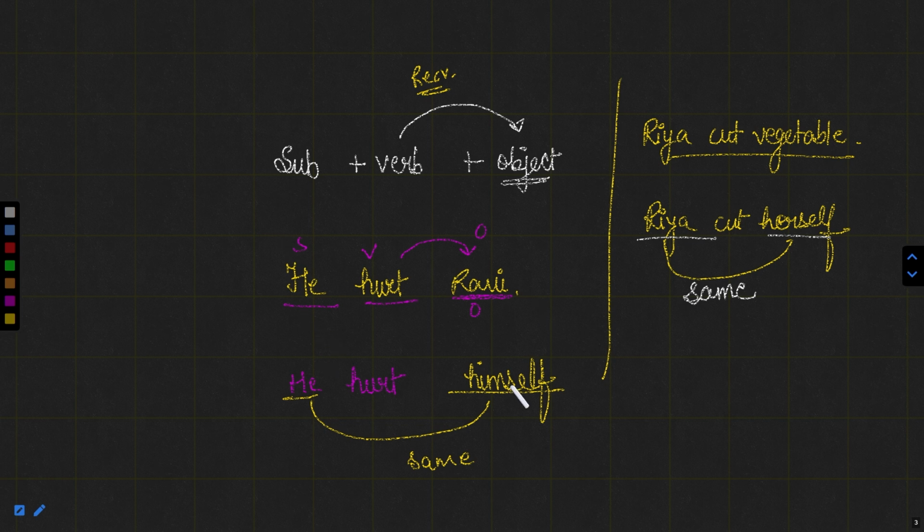Okay, so here if I say Ria cut herself, so both of these person are same. If I say he hurt himself, it means he hurt only himself. Okay, so this himself and he both are the same person. It means one who hurt is also the same person, and one who got that hurt is also the same person. Okay, so both the persons, when subject and object both are same, we use reflexive pronoun.